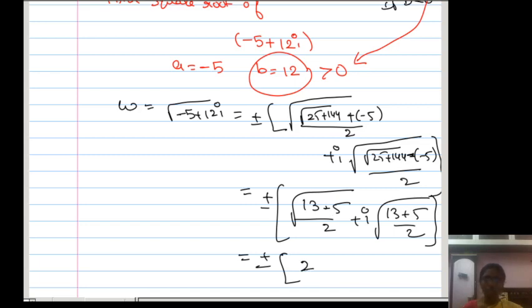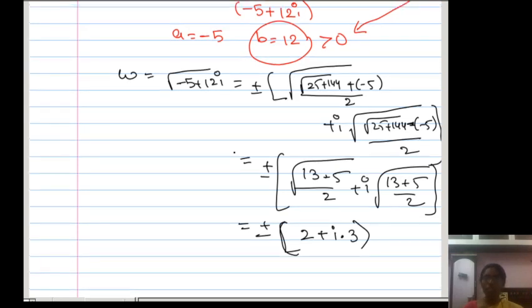So the final answer is 2 plus i into, 13 plus 5 is what? 18 by 2, 9, under root 9 is 3. So what is your answer now? Plus or minus (2 plus 3i). So now the square root of this complex number is 2 plus 3i. If b is negative, you can apply the second one. So this is how to find the square root of a given complex number, and by using the sign of b, if positive you have one formula, if b is negative you have another formula. By using those formulas we can easily find the square root of a given complex number.